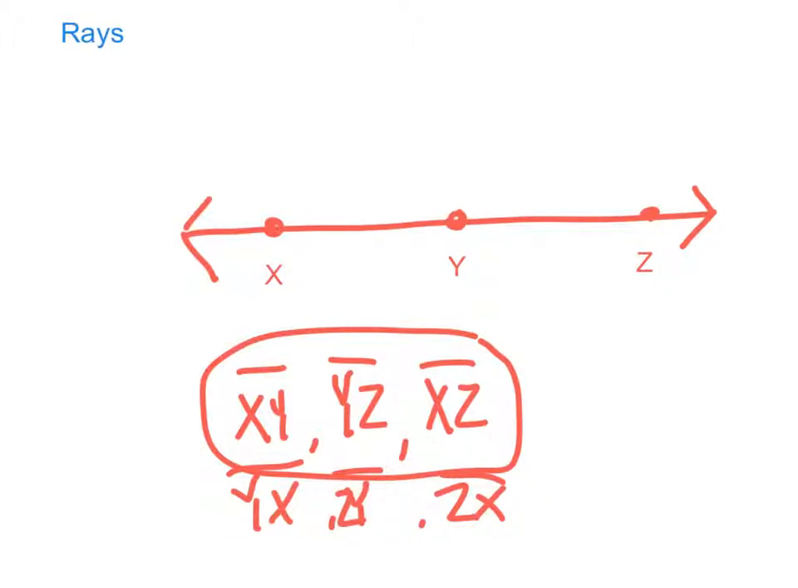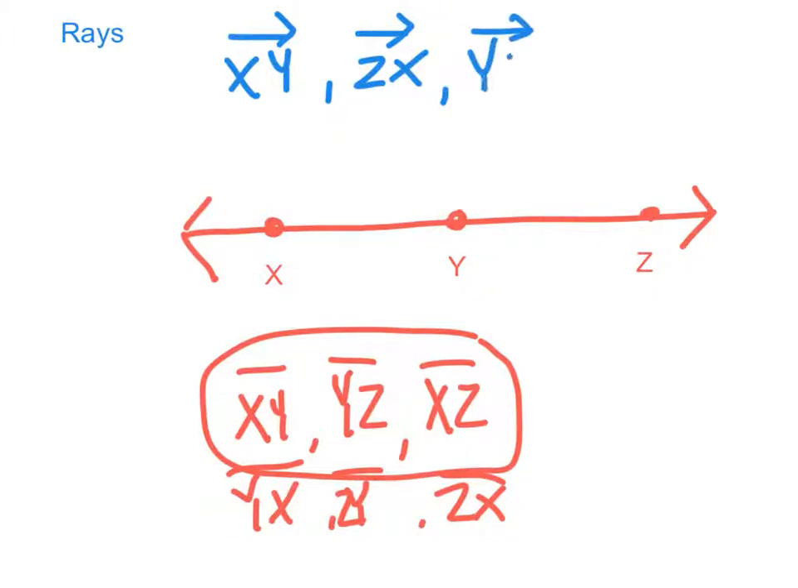How many rays can you name using this same line? Well, I see 4. I see ray XY. I see ray ZX. I see ray YZ. And I see ray YX.